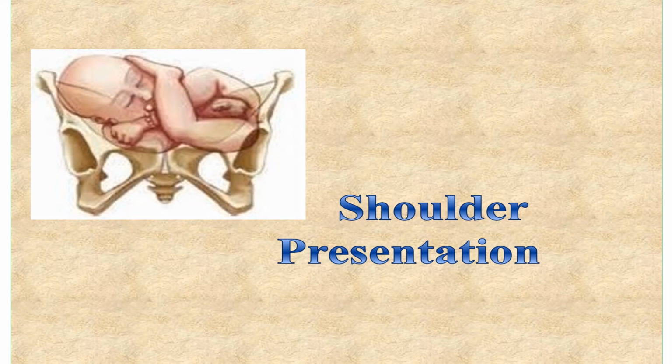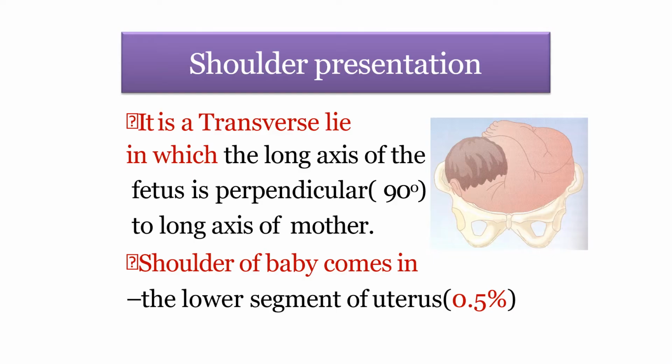Hi friends, in this video we are going to see about the shoulder presentation. Shoulder presentation means it's a transverse lie in which the long axis of the fetus is perpendicular to the long axis of the mother. In the previous presentations, we have seen that usually the lie will be longitudinal. The lie means the relationship between the long axis of the fetus to that of the mother. Here, the long axis of the baby will be perpendicular, that is a 90-degree angle to the long axis of the mother. That lie is known as a transverse lie.